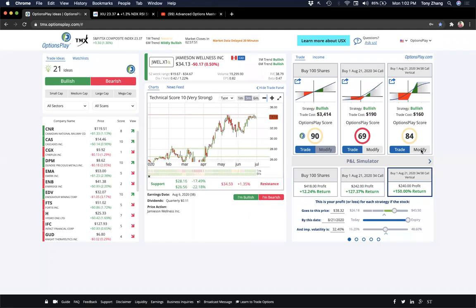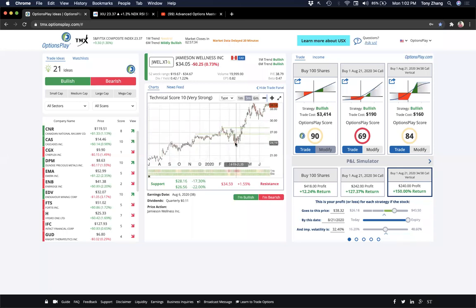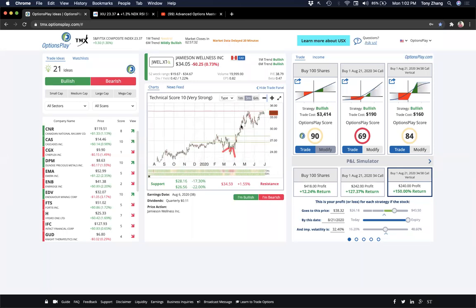But again, just like this Jameson Wellness, I don't know anything about this particular stock, but if you like the stock from a fundamental story perspective, if you do get a breakout to the upside, look at how big of a move this stock made to get to that $35 level. It moved almost 50% from this $24 level all the way up here.